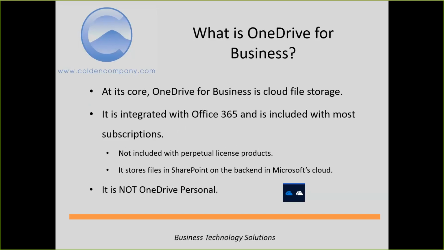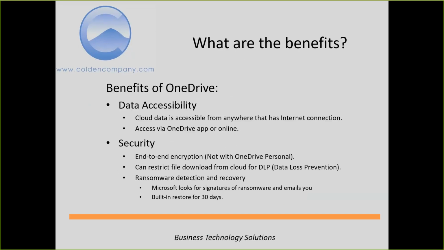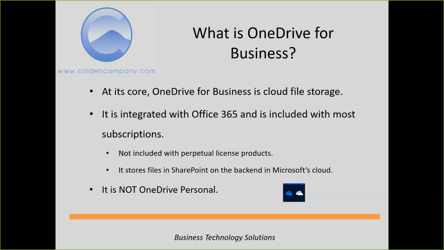In describing what OneDrive for Business is, it's also important to note what it is not. It is not OneDrive Personal. Those are actually two different things. You see here I've got two different icons, a blue cloud and a white cloud. The white cloud is OneDrive Personal. The blue one is OneDrive for Business. There are a few major differences. One is that Personal OneDrive gives you 5 gigabytes of storage, whereas OneDrive for Business gives you a terabyte of storage per user. That's a monumental difference in capacity.